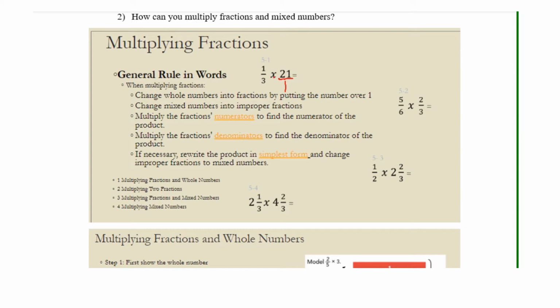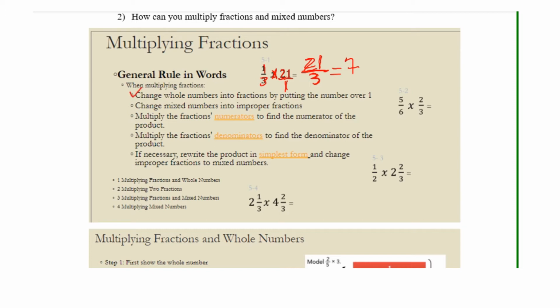And then I will multiply that across. So I have 1 times 21, which is 21. And then 3 times 1, which is 3. 21 divided by 3 equals 7. All right, so that's my general rule, my first one.